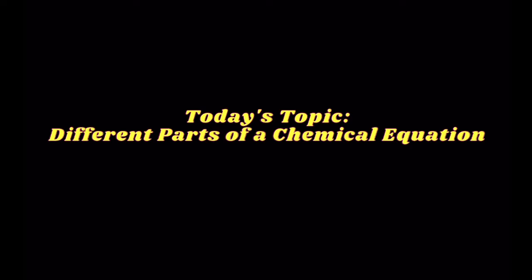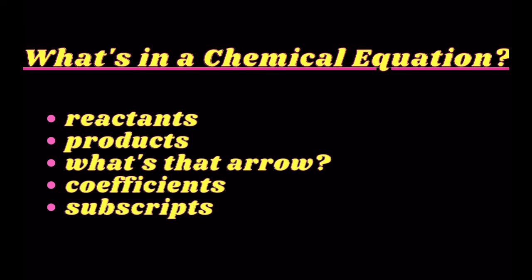In today's video, we're going to talk about different parts of a chemical equation, which is pretty foundational knowledge that you want to have before you start balancing chemical equations. The 5 main parts to a chemical equation consist of the reactants, products, the arrow, coefficients, and subscripts.